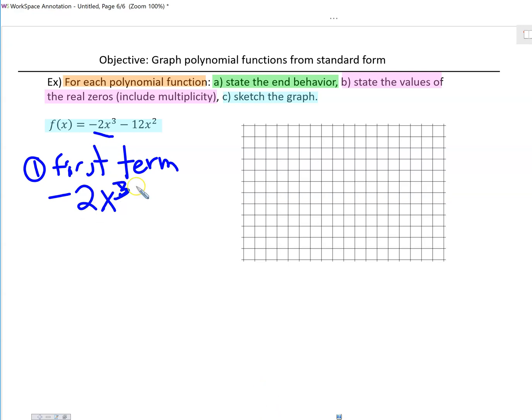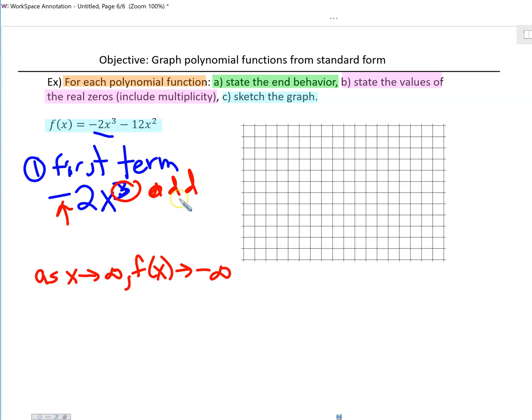And so what we have here is an odd number for the degree, and that means our ends are going to go opposite directions, one up, one down. And the sign of our coefficient being negative means our right end is going to negative infinity. So that right end would be as x goes to positive infinity, our f of x values are going to go to negative infinity.